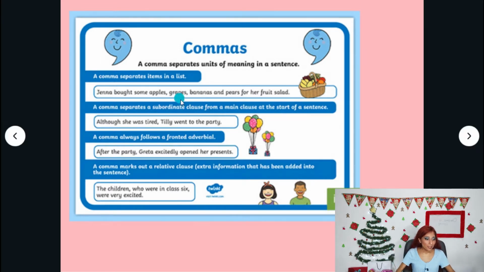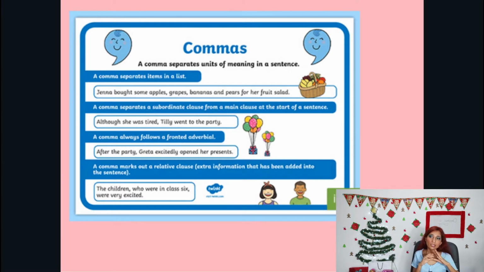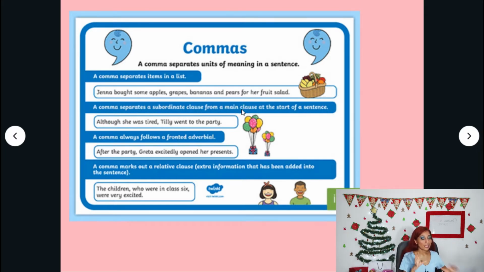A comma separates subordinate clauses from a main clause at the start of a sentence. A clause means it's like a short sentence. For example, in this case we have, although she was tired, Tilly went to the party. This is a sentence, but we have two clauses. Although she was tired is the first clause. Tilly went to the party is the other clause. So when you have a cause and a result, then you need to write a comma.